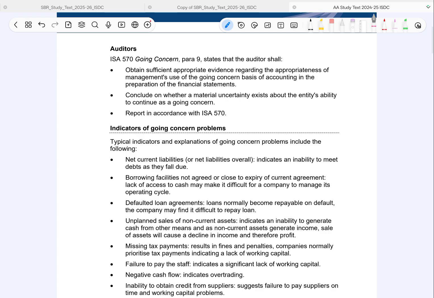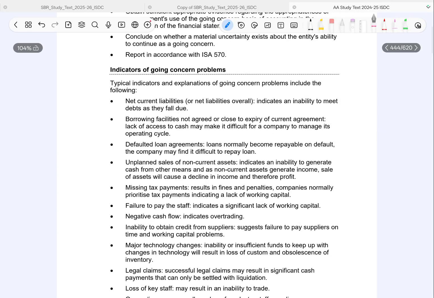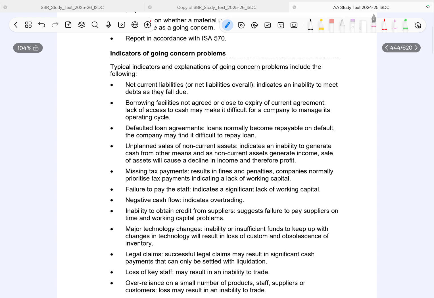Now let's talk about something super important for exams. Indicators of going concern problems. This is where you score marks if you understand the logic. Think of it like this. Anything that shows cash problems, operational issues, or dependency risk is a huge red flag. Let's go through the common ones.